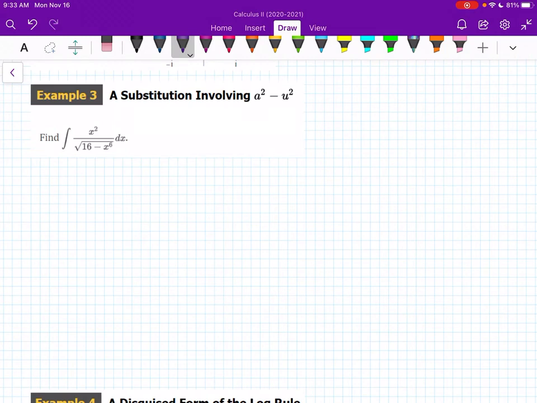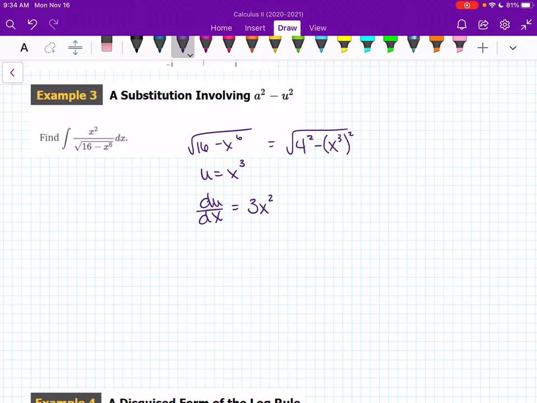And so we're going to look at this denominator, and we're going to say, hey, it can be written as 4 squared minus x to the 3rd squared. And so that can give us a clue that, hey, we really have one of those a squared minus x squared things in disguise. So I'm going to let u equal x cubed. So if I let u equal x cubed, then du dx is going to equal 3x squared. So then my dx is going to be du over 3x squared.